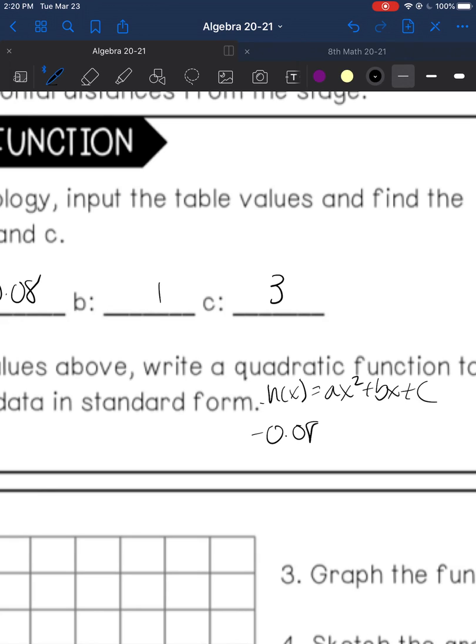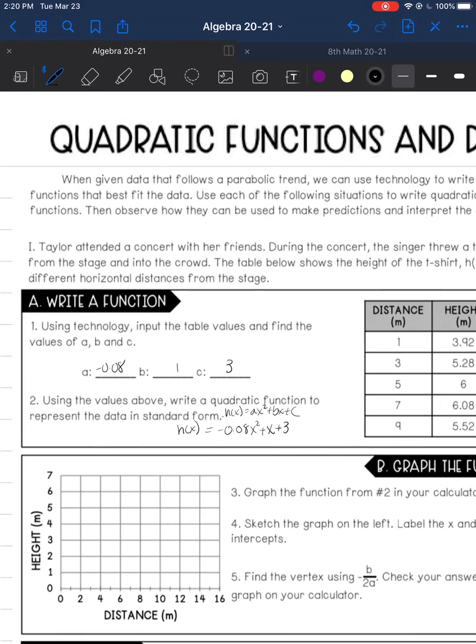with negative 0.08x squared plus x, just because my b is 1, I'm not going to write it, plus 3. This is equal to h of x. So that is how to find a quadratic function when given a table.